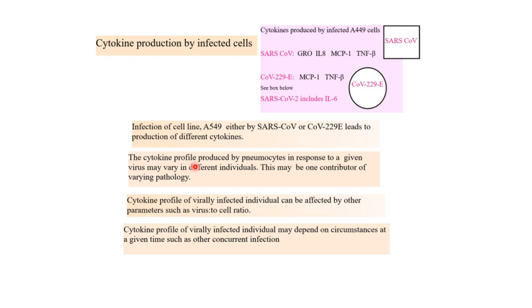The cytokine profile produced by pneumocytes in response to a given virus may vary in different individuals. This may be one contributor of varying pathology. Cytokine profile of virally infected individuals can be affected by other parameters such as virus to cell ratio. Cytokine profile of virally infected individuals may depend on circumstances at a given time, such as other concurrent infection.